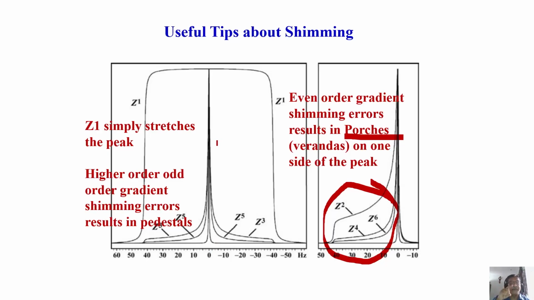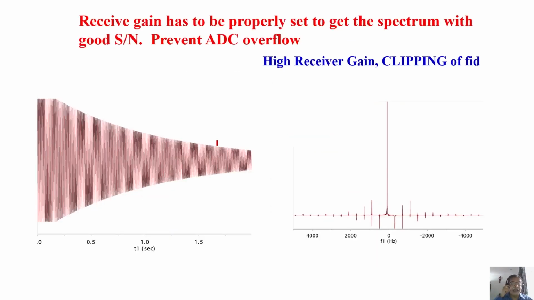I hope you are all with me. So shimming is a very, very important point. What happens next is when you are collecting the signal, you have to adjust the receiver gain. Higher the gain, signal intensity will be maximum. And there is a limit for it. You can't keep on raising the receiver gain.